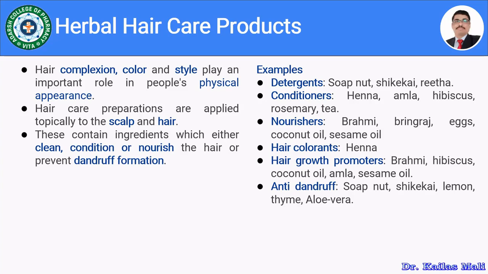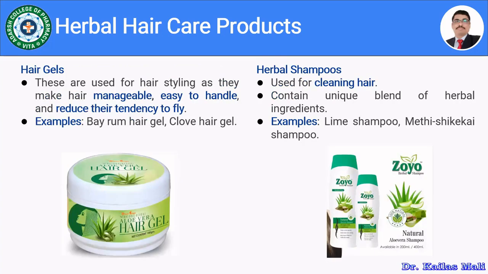There are certain herbs that either remove the dandruff or prevent the formation of dandruff. For example, soap nut, shikekai, lemon, thymi, and aloe vera. So these are the certain herbal materials which are going to be used in the herbal hair care products. Let us see the details of the herbal products.